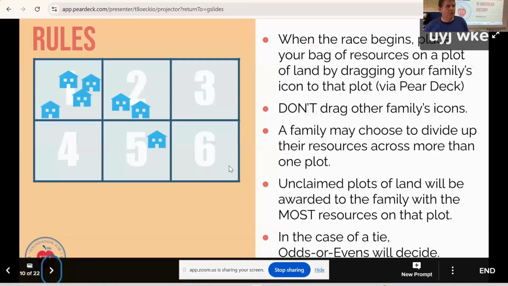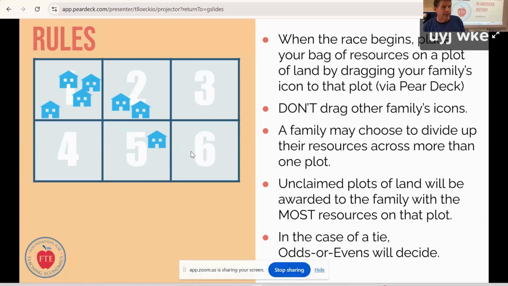So the map is going to look like this. And so here's the example of how somebody might be distributing their resources. This team here would be disqualified because they put 7 on the map and nobody's entitled to 7, but they're just trying to show you what this will look like. There'll be squares 1, 2, 3, 4, 5, 6, and your family is going to need to make a strategy.